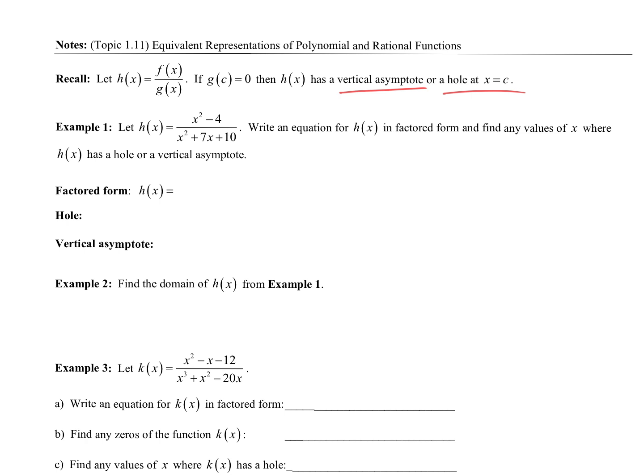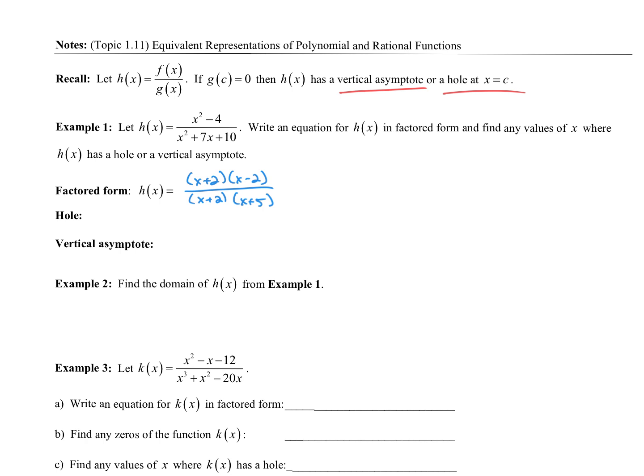Example 1. Let h of x equal x squared minus 4 over x squared plus 7x plus 10. Write an equation for h of x in factored form and find any values of x where h of x has a hole or a vertical asymptote. All right, fantastic. So we see quadratics. What are we going to do to them? Factor them up. Let's go. So what does the numerator factor to? x plus 2 and x minus 2. And what does my denominator factor to? x plus 2 and x plus 5. Love it.